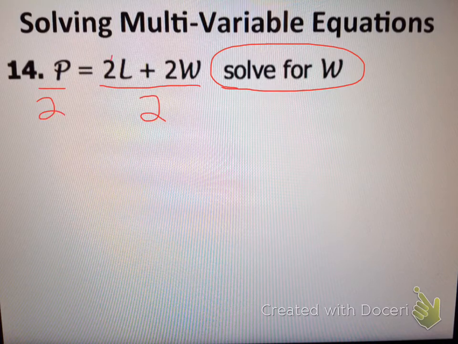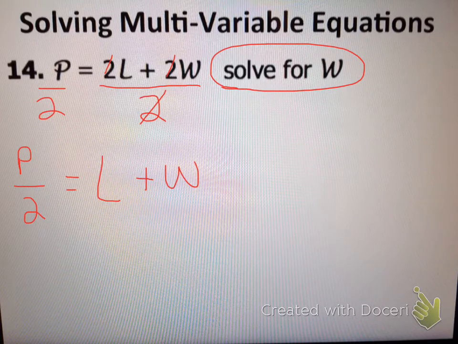What that does is it cancels out the 2's on the right side of the problem, and it leaves us with P divided by 2 is equal to, and then what we have left on that side is L plus W. Now, it's just one more step in order to get w by itself. We have to get rid of our positive L right here.